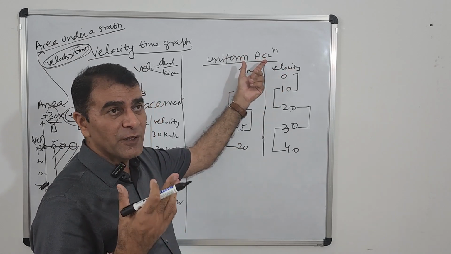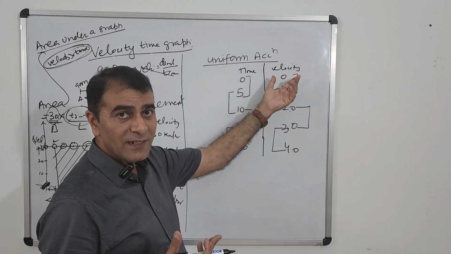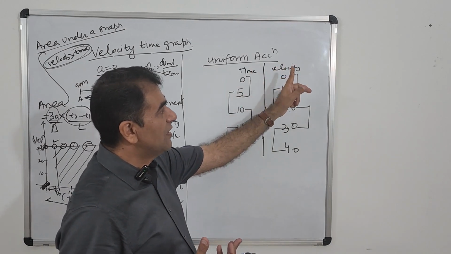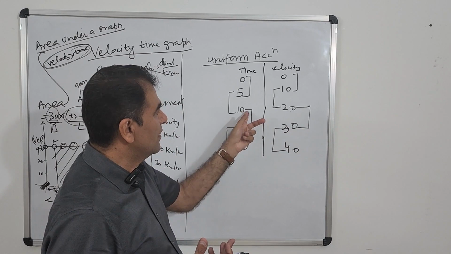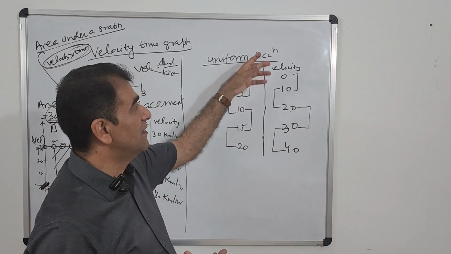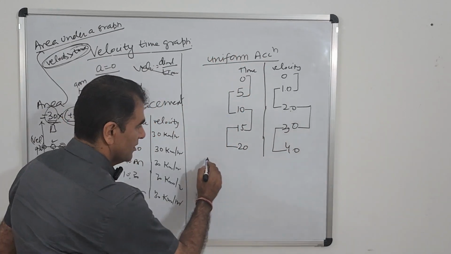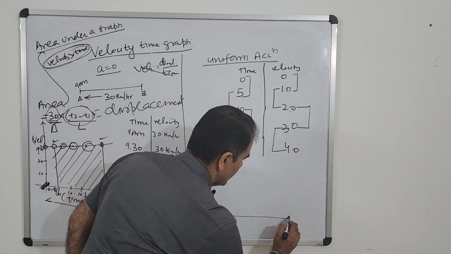And how is acceleration produced? By a change of velocity. That is why we said change in velocity should be equal in equal intervals of time. Right? Then it is called uniform acceleration. Let us see the graph and its magic.